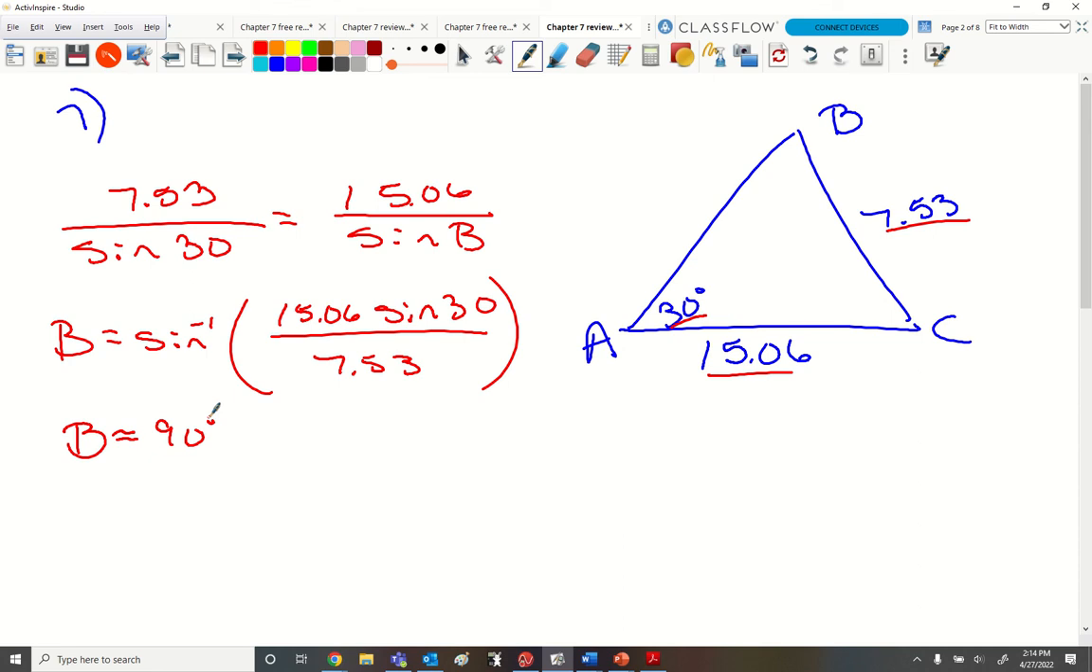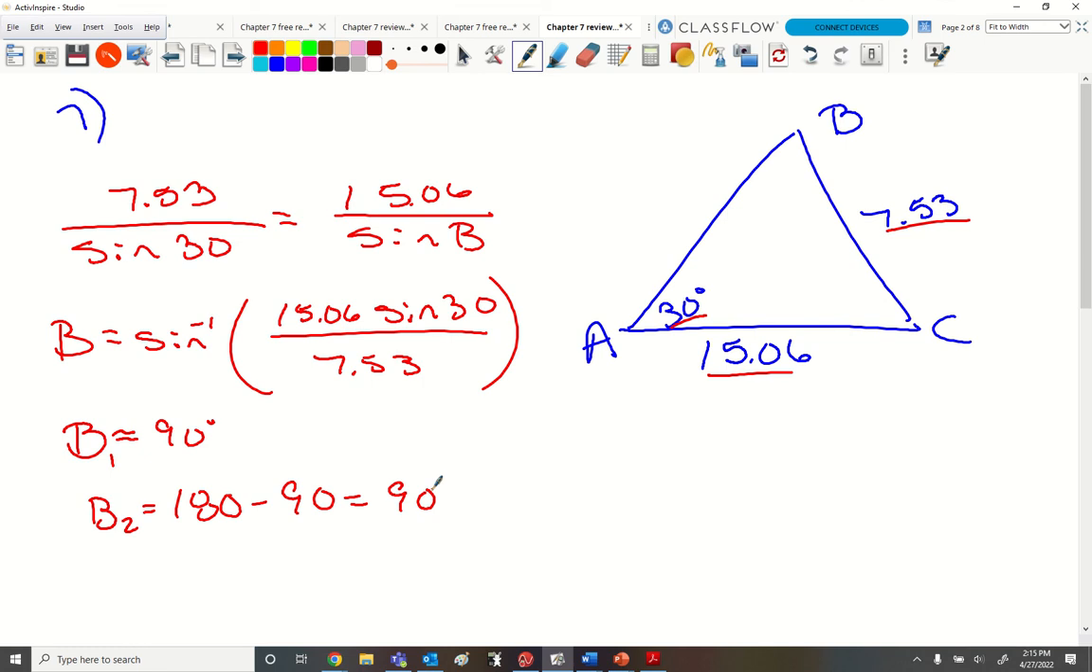Now, if big B is 90 degrees, let's check for a second triangle. How do I check for a second triangle? Subtract from 180. So this is going to be B1, and B2 is going to be equal to 180 minus 90, which is going to give me 90. So, do we have two triangles? Yes, we do. But guess what? They're both the same. It's the same triangle.